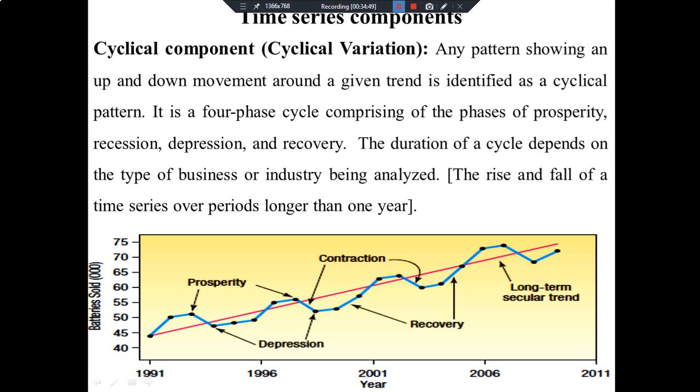The rise and fall of a time series over periods longer than 1 year. So the seasonal component is less than 1 year. The cyclical component is longer than 1 year. We find this graph indicates that the time period is from 1991 to 2011.